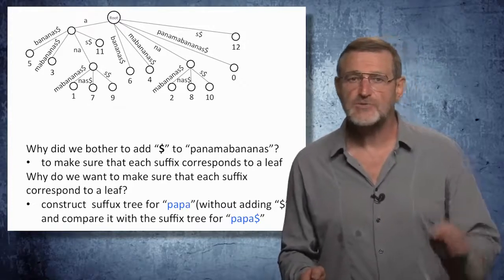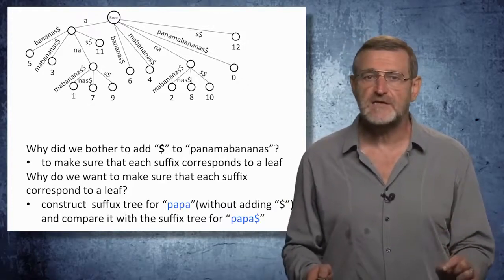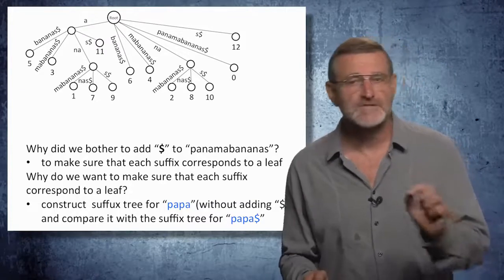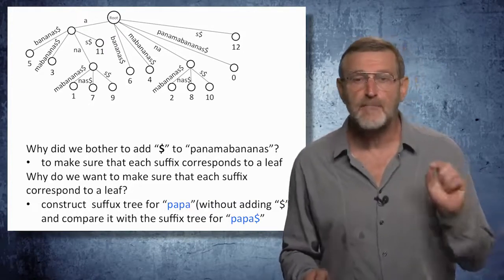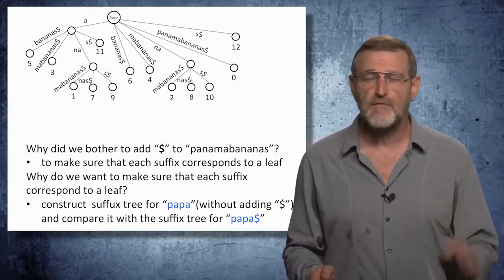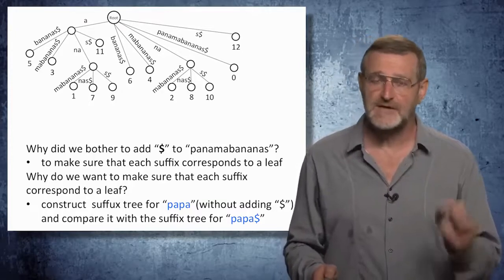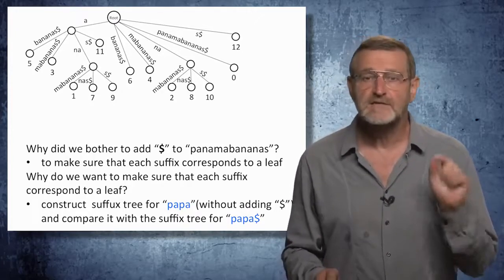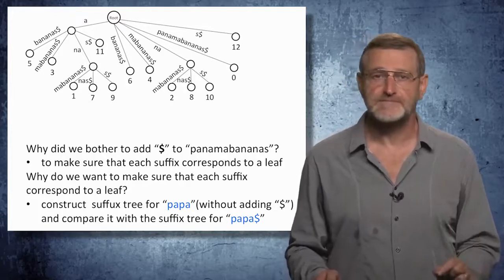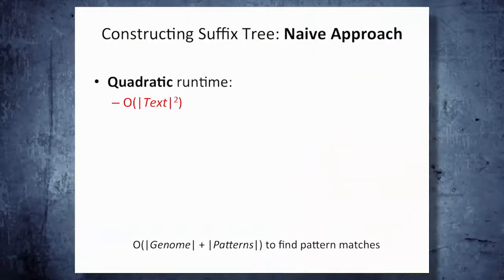I suggest you try to construct the suffix tree for Papa without adding the $ sign and compare it with the suffix tree for Papa with the $ sign, and you will see why the $ sign is important. We saw that suffix trees are a fast and memory-efficient way to do pattern matching.